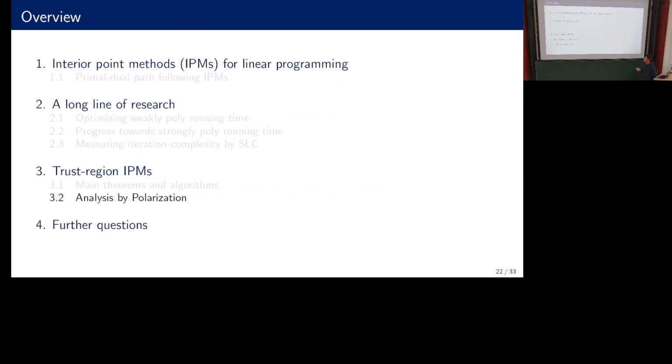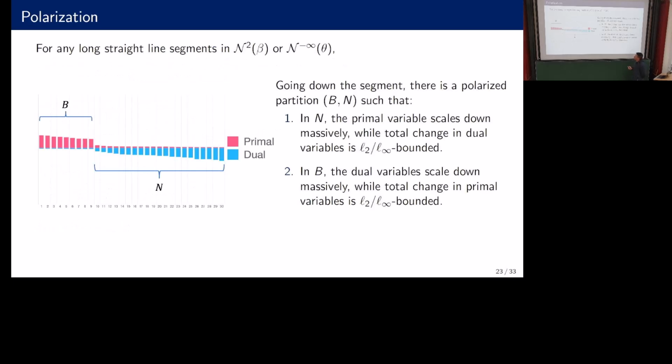So this is the setup, and both analyses of these algorithms rely on a notion called polarization. Given any straight line that stays in the L2 or L infinity neighborhood, by going down the segments, a polarized partition B and N will reveal itself such that in N the primal variables must scale down massively, while the total change in the dual variables is L2 or L infinity bounded, depending on whether you are in the L2 or L infinity neighborhood. And then in B I have the same for the dual variables, but the primal variables stay bounded.